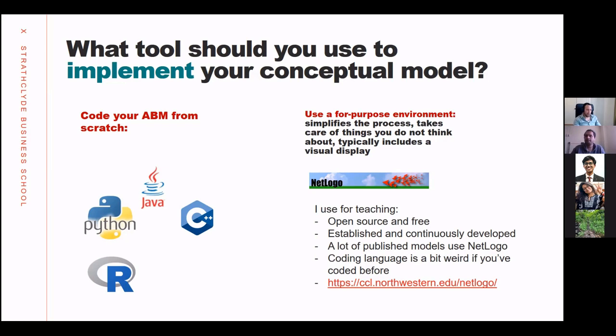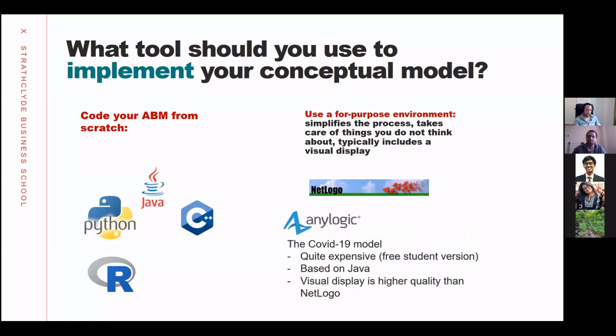The coding language, I would say, is a bit weird in NetLogo if you've done coding before. But if you've never done coding before, the reason it's a bit weird is it's supposed to be easier for people who have never coded before. If you've done coding in C++ or something like that, then it might seem a bit weird to you, and there might be some things you need to get used to.